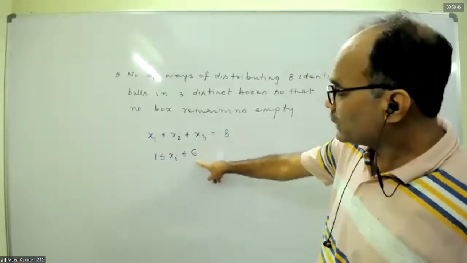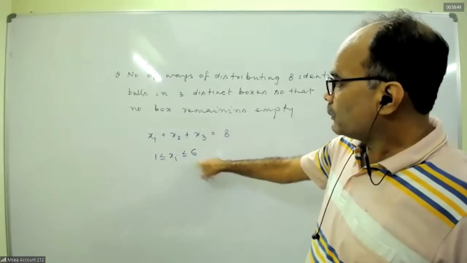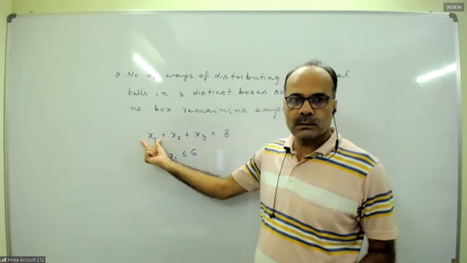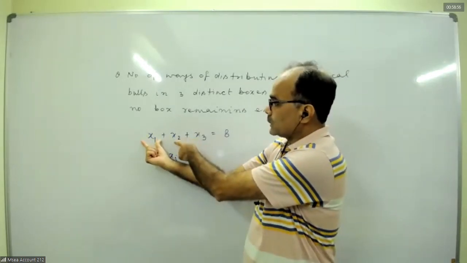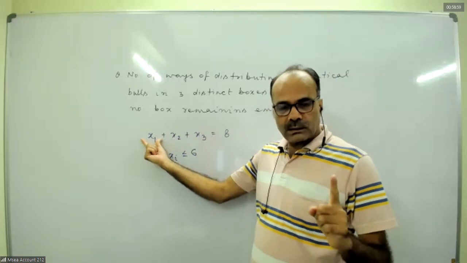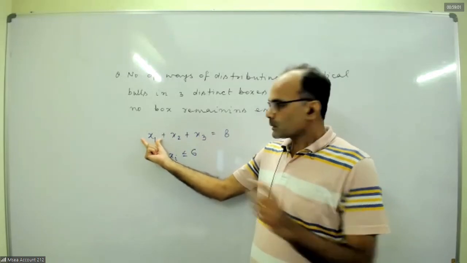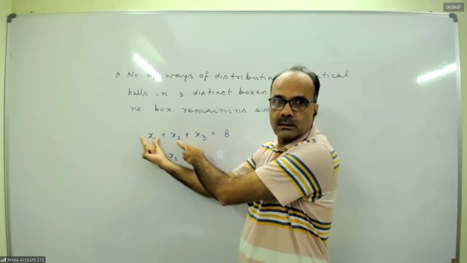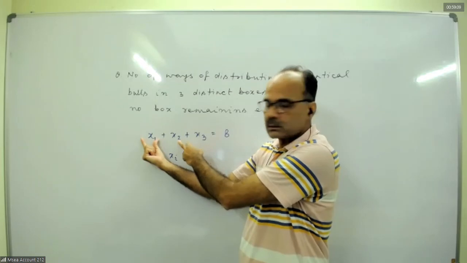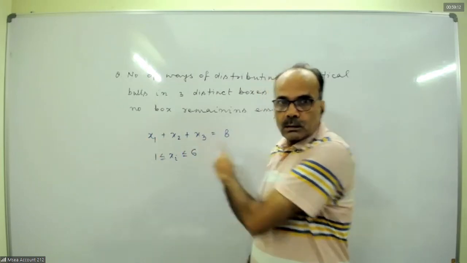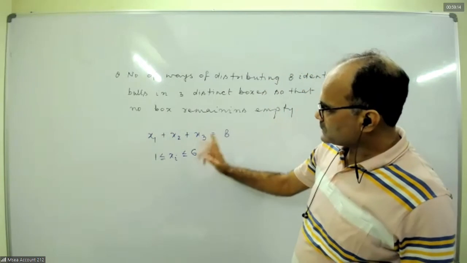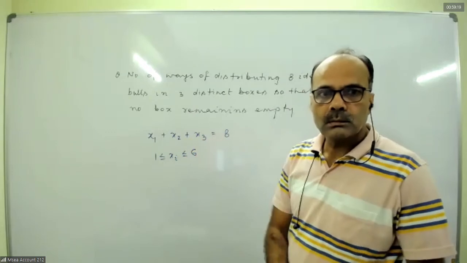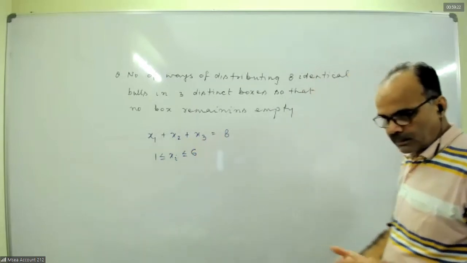Now, whenever you assign, how many balls can be maximum in first box? 6. X2 has to get minimum 1 ball. X3 has to get minimum 1 ball. 1 ball here, 1 ball here. So maximum how many we can put in first box? 6. Yes, sir, got it, sir. So whenever we assign maximum, just give minimum to other variables. Got it, sir.